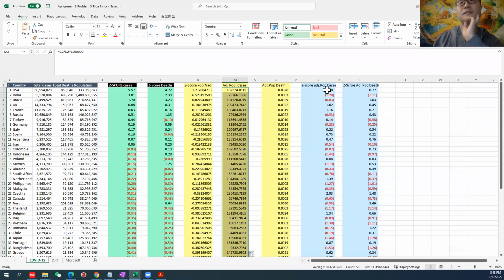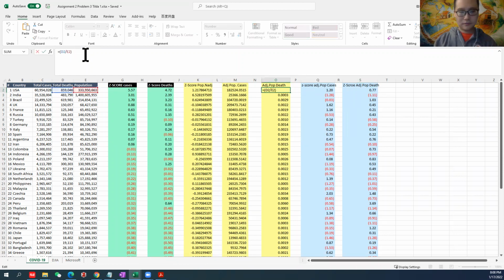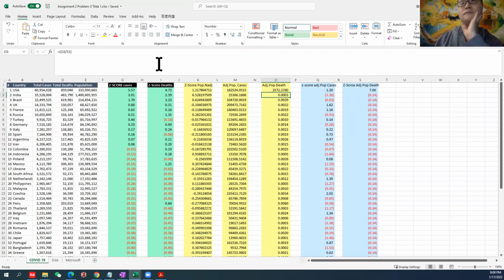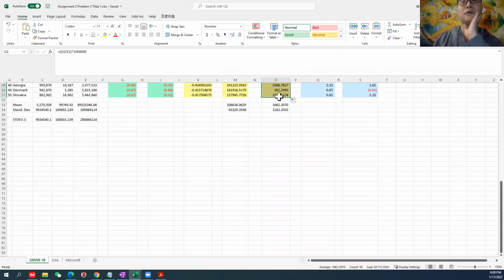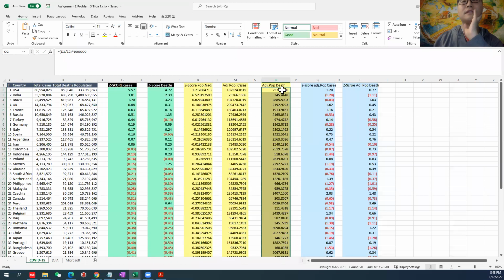However, the z-scores stay the same. It's still 1.20. If we do it again, notice that before any changes, this is 0.77. If we multiply this by 1 million, and you fill it through all the cells for 50 cases, you find that the z-score stays the same. That's what I meant.